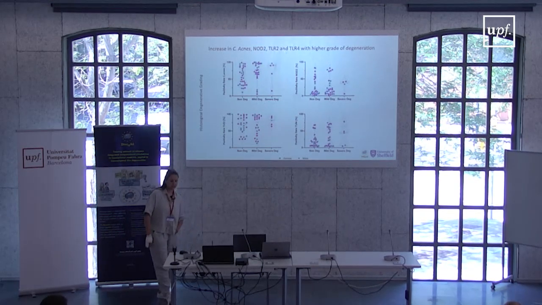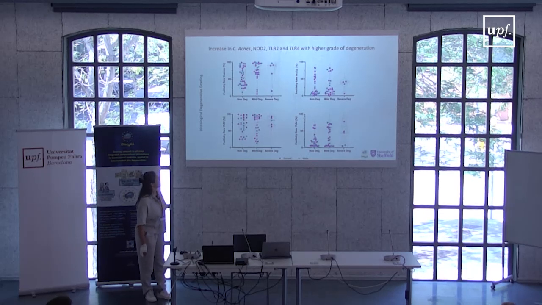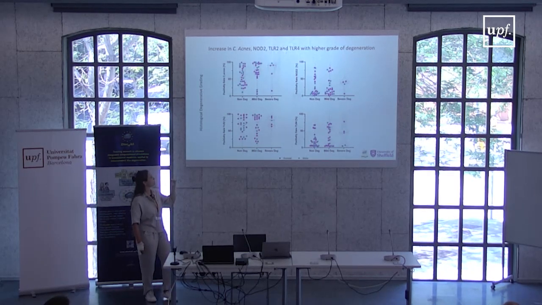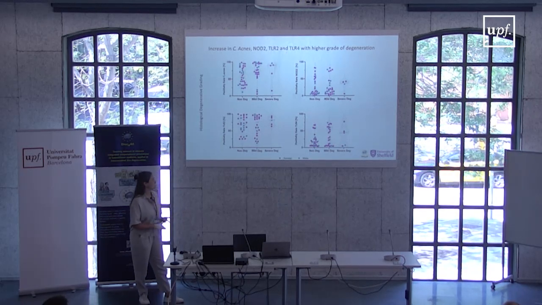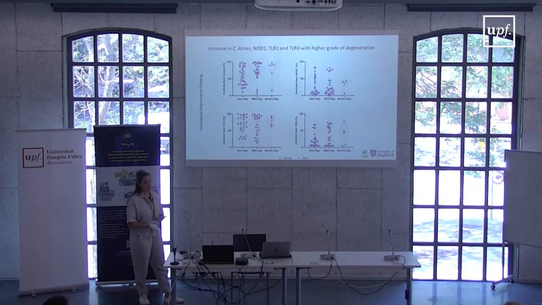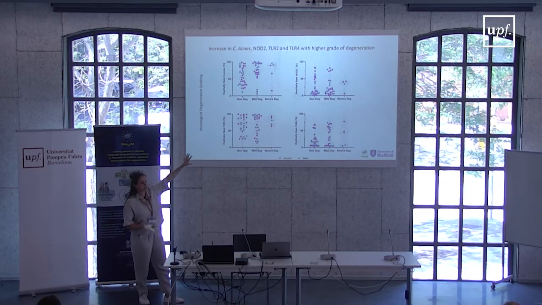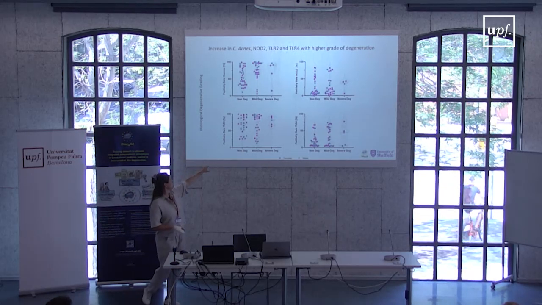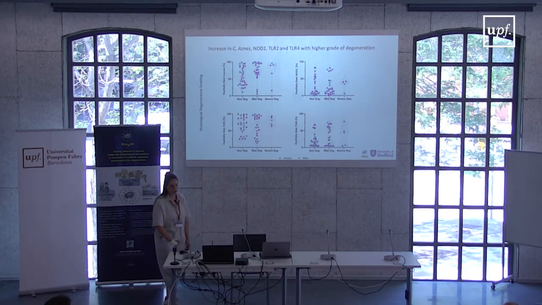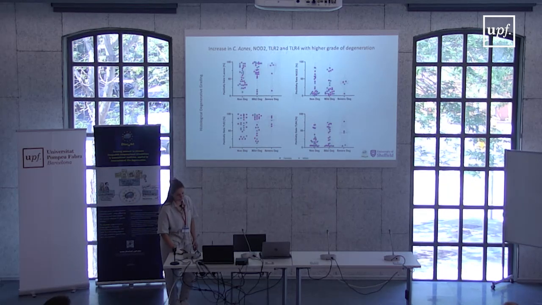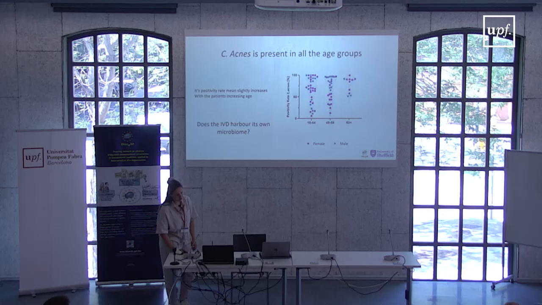We then looked at the different degenerative grades and the different factors. So we saw that C. acnes had an increase with degeneration, so the NOD2, TLR2, and TLR4. And this aligns, obviously, except the C. acnes, because this has never been done, and the NOD2, but the TLR2 has been associated with degeneration within the tissue.